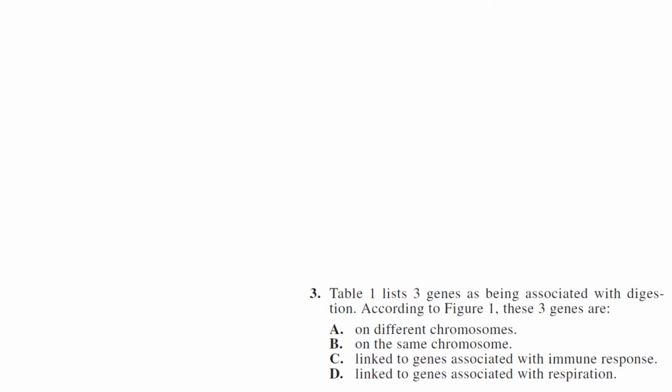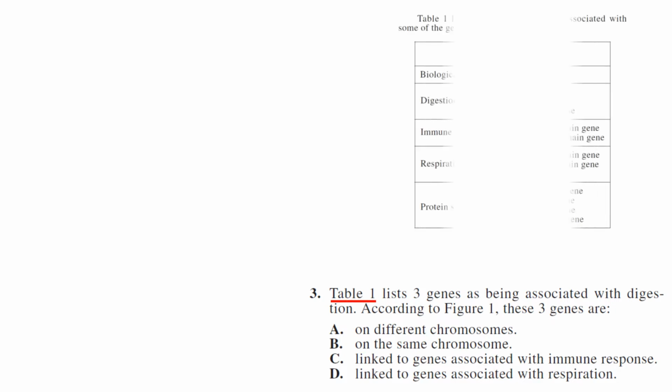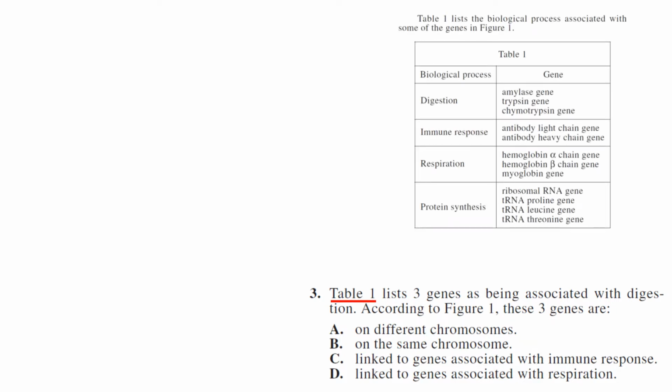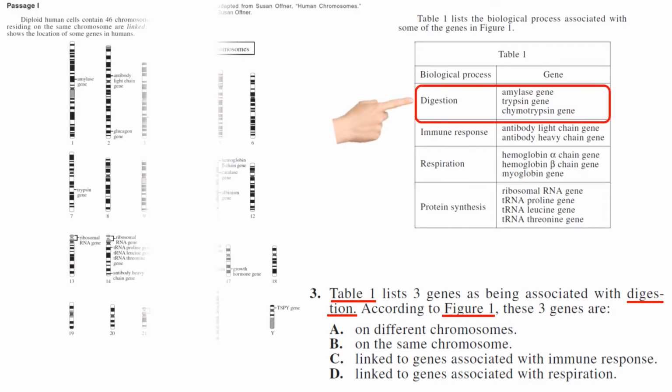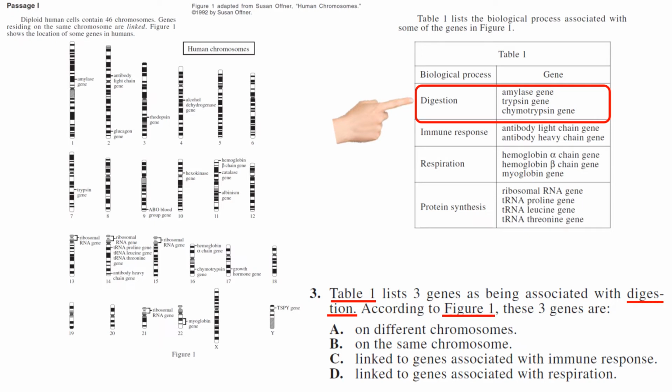All right, number 3, Table 1 lists 3 genes as being associated with digestion. According to Figure 1, these 3 genes are. So when we look at our answers, we see choices C and D say they're linked to immune response and respiration. We already know they're linked to digestion. So immune response and respiration are out. So C and D are out.